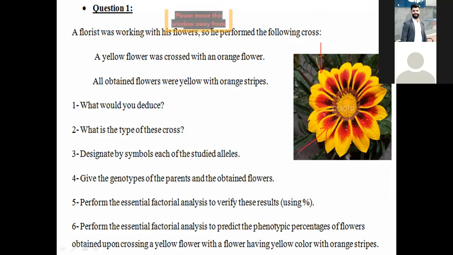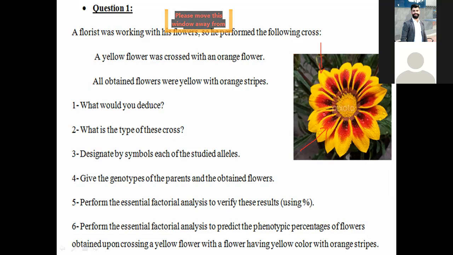Because basically we get a new trait, where both colors are present. They are not suppressed, they are expressed. So both colors are expressed. So this is cooperation between two alleles. So this is the case of codominance.